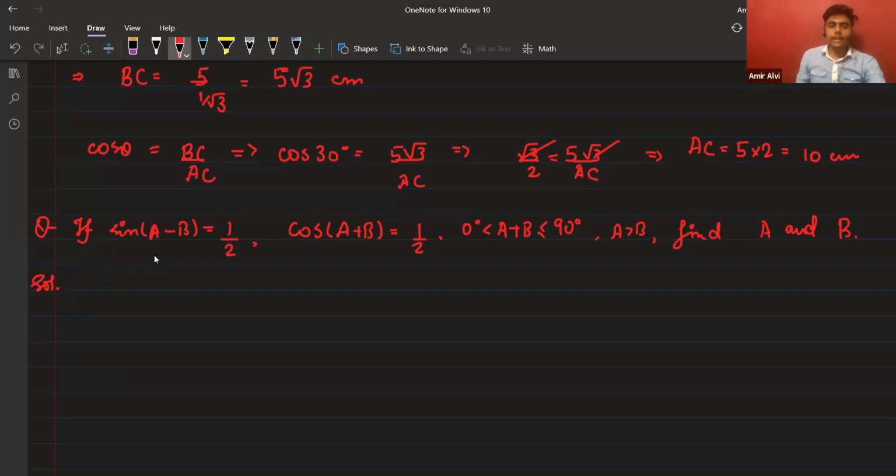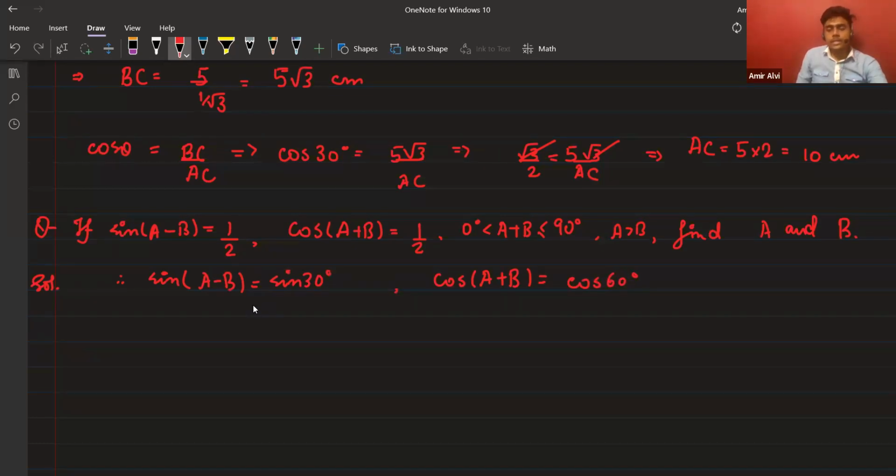Basically, the question is saying that sin(A minus B) is equal to half. Yes or no? Yes, sir. And cos(A plus B) equals half. Yes or no? Yes, sir. So Adil, can you please tell me, will it be sin 30? Yes, very good. You have got the point. It will be equal to sin 30. The next term will be cos(A plus B), which is cos 60. Very good. Keep going.